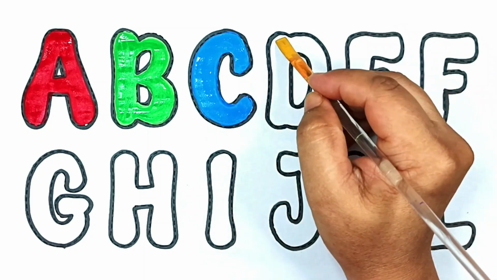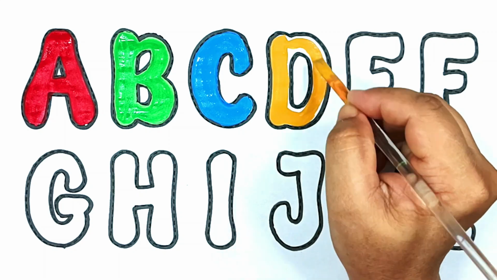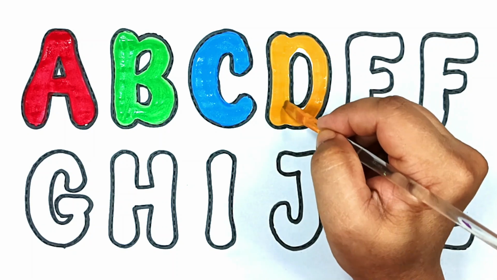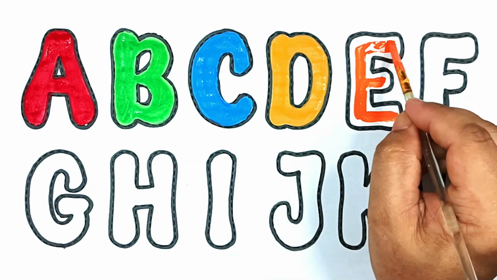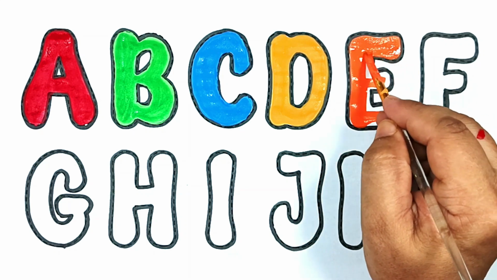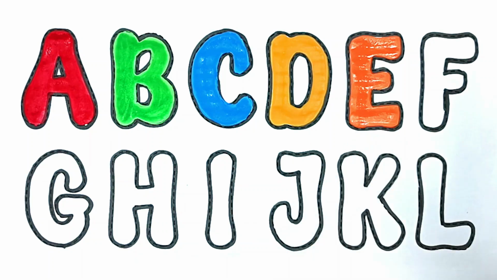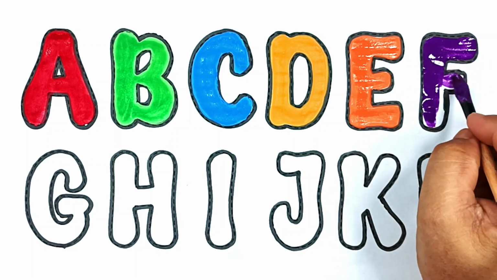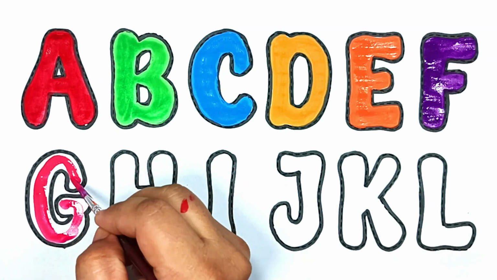C for cat. The wheels on the bus go round and round, round and round, round and round. The wheels on the bus go round and round, all through the town. D for doll. The wheels on the bus. E for egg. Go swish, swish, swish. The wipers on the bus go swish, swish, swish. F for frog. All through the town.